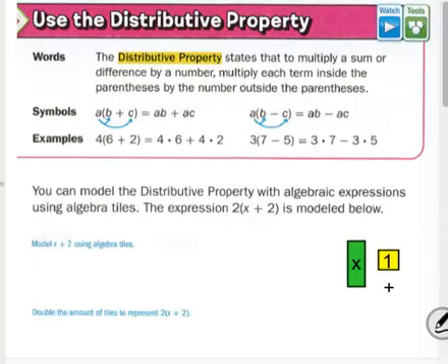The distributive property states that to multiply a sum or difference by a number, multiply each term inside the parentheses by the number outside the parentheses. So basically they're saying if you are multiplying an entire expression by a number, you can achieve the exact same result if you multiply each term inside the parentheses by the number that's being multiplied by. So for example, look at this: 4 times the quantity of 6 plus 2. It's exactly the same as 4 times 6 and 4 times 2.